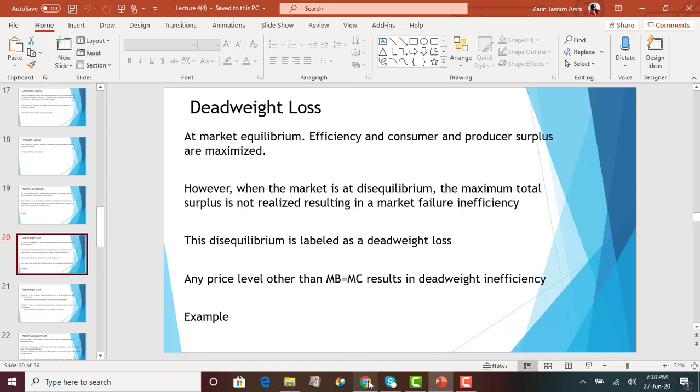We are going to have inefficiency, and producer surplus and consumer surplus will go down, and that will eventually cause market failure or inefficiency, and that is known as dead weight loss. Okay, so any price level other than the equilibrium price will create dead weight inefficiency in the market. And I want to explain what dead weight loss is, and I want to show you using a graph.